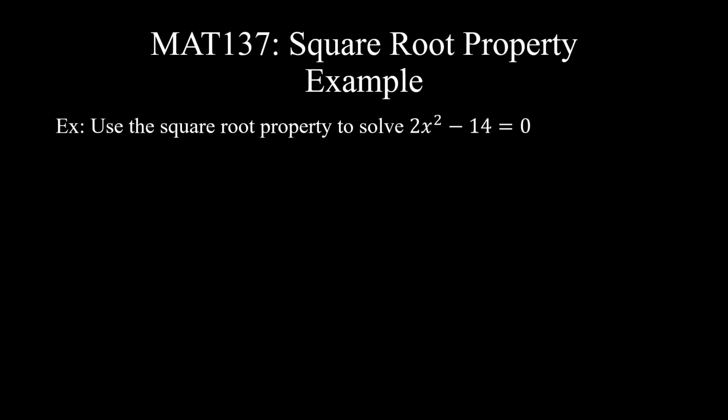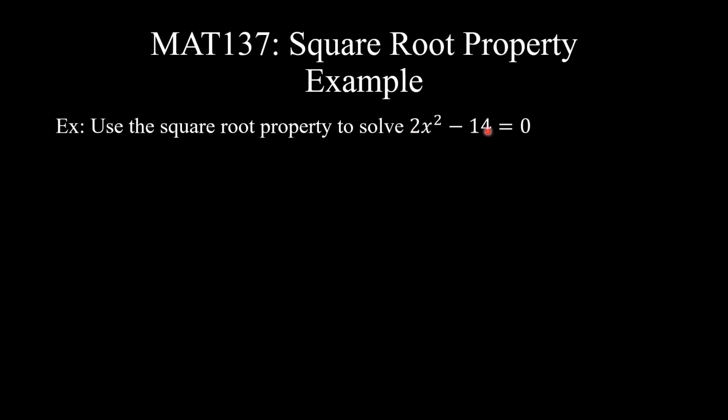All right, let's look at this next example. It says, use the square root property to solve 2x squared minus 14 equals 0. Now, guys, sometimes when you're just doing an assignment or a test, or maybe you'll be doing the final, there's lots of ways you can solve this. You don't have to use the square root property. We could try and factor it, use the principle of zero products, and solve for x.